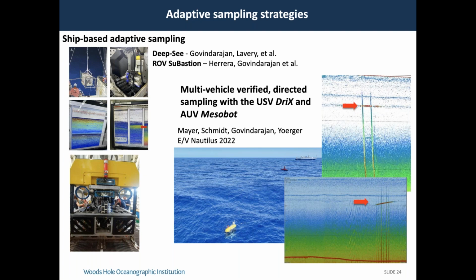We're working on an interesting new approach of adaptive sampling, where we use multiple vehicle coordination, and this is with the uncrewed surface vehicle DRIX and Mesobot, where DRIX, the little red vehicle you can see in the picture, can basically text Mesobot and tell it where to go. Okay, so we can detect the acoustics with DRIX. That information is conveyed to a team that then tells DRIX to tell Mesobot where to go, and we're working on further developing that.